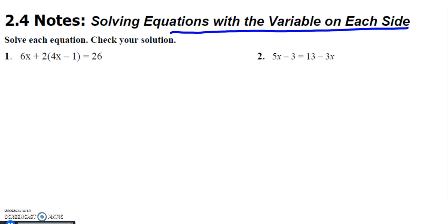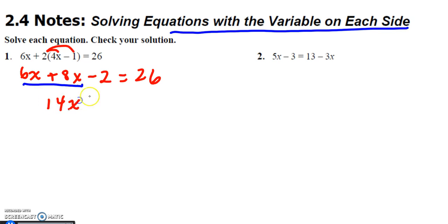So if you're thinking about the order of operations and thinking, should I multiply or should I combine first? The answer is always multiply. So I'm going to distribute in that 2. I'm going to leave the 6x because that's not being multiplied. So we'd have 6x plus 2 times 4x, which is 8x, 2 times negative 1, which is negative 2, equals positive 26. Then I look at this side and notice that I can combine these like terms, and I can make the equation more simple to be 14x minus 2 equals 26.